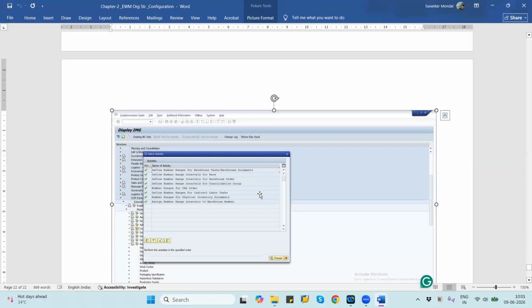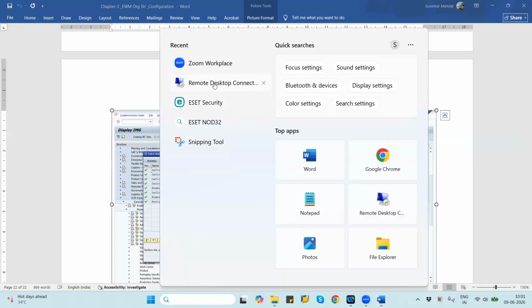Let's go to this configuration. Okay, we'll do it if it is not done.